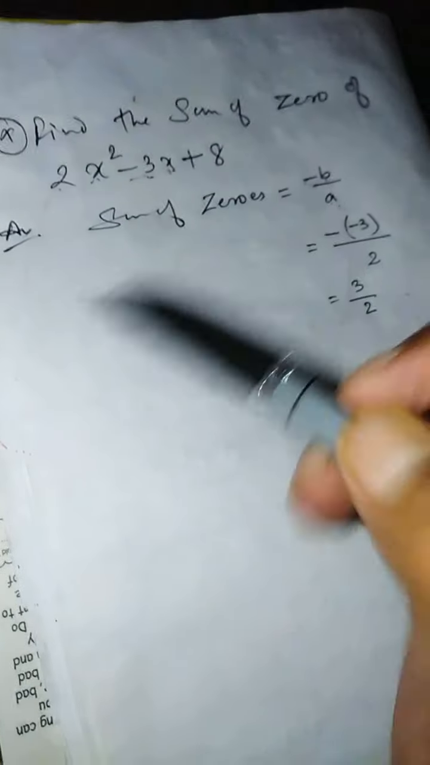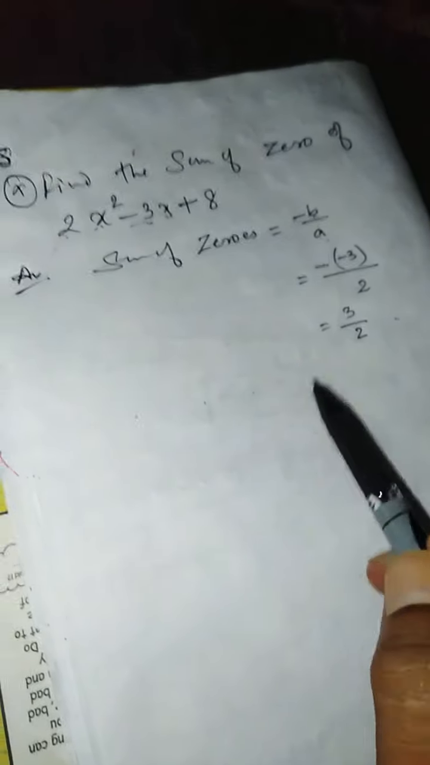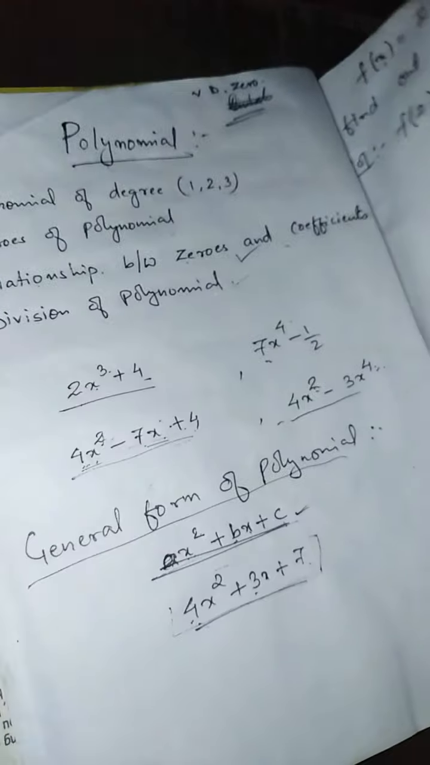Similarly, if the question asks for the product of zeros, then use a different formula: the product of zeros will be equal to c by a. Then find out c by a. 8 by 2 will be the answer.